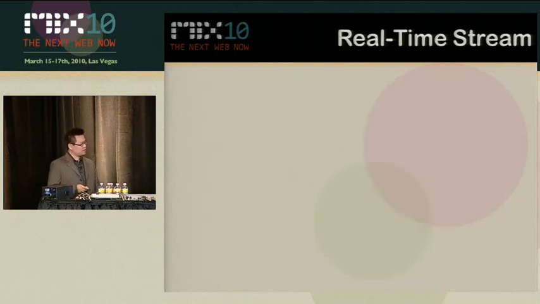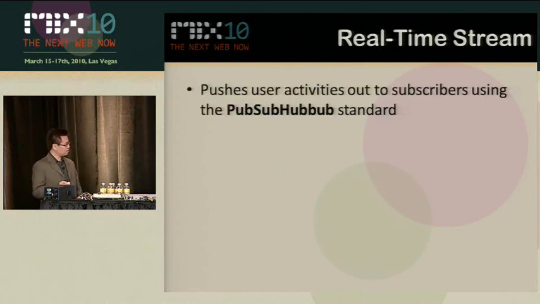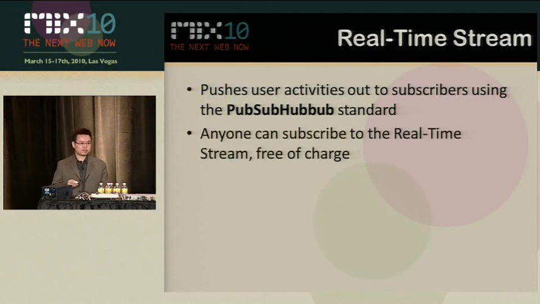Now, the technology at MySpace that makes it possible for Google to tap into MySpace activities is officially called the real-time stream. What the real-time stream is, is basically a service that pushes user activities out to subscribers using Google's PubSubHubbub standard, which is an extension of the Atom and RSS feed for data streaming. And basically, this system is completely open, completely free, and any application developer can subscribe to the real-time stream.